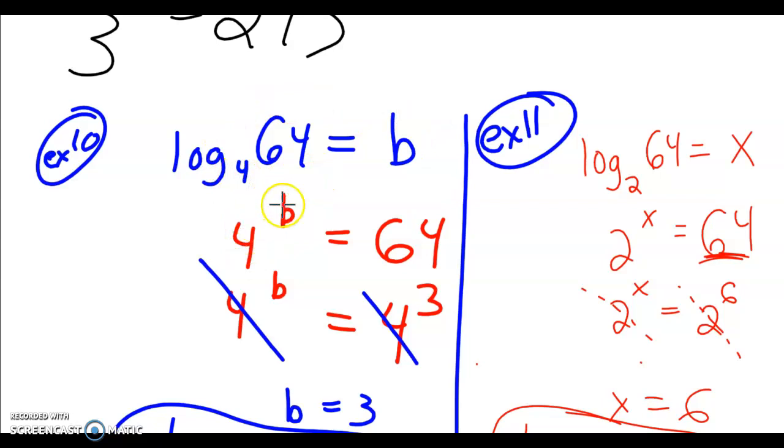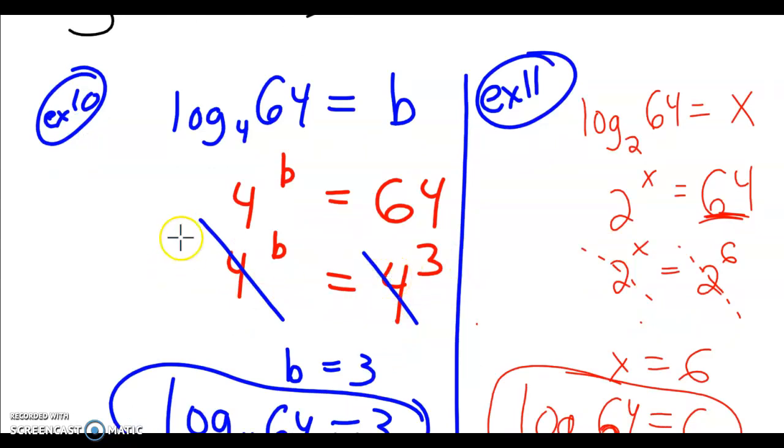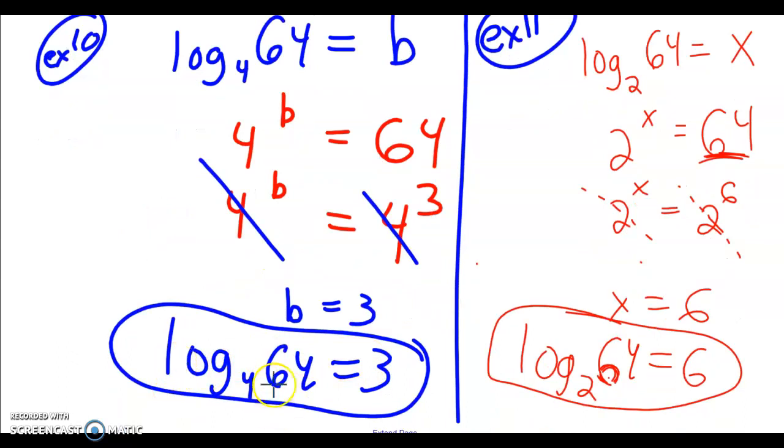So when you do 4 to the b equals 64, don't think of it as 64, think of it as 4 to the third. And when you're solving exponentials, you can cross out the same base, and you get b equals 3. The answer is log base 4 of 64 equals 3.